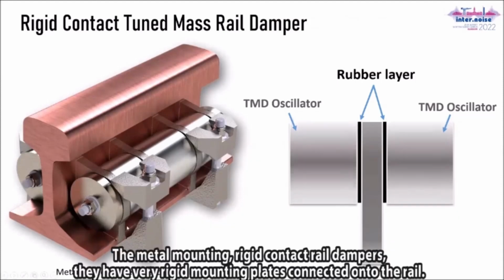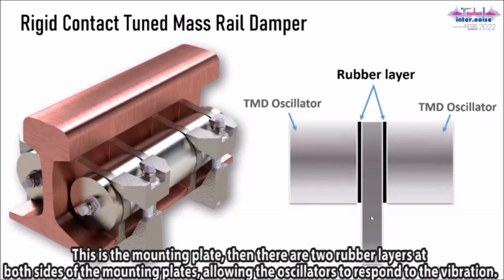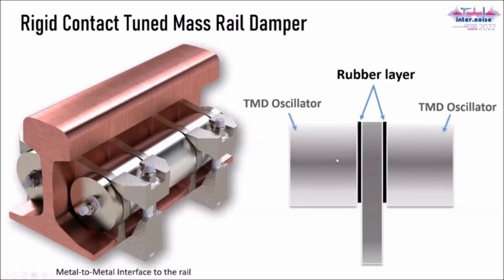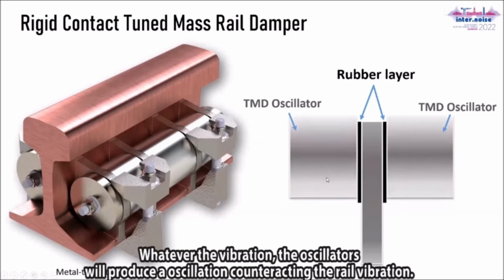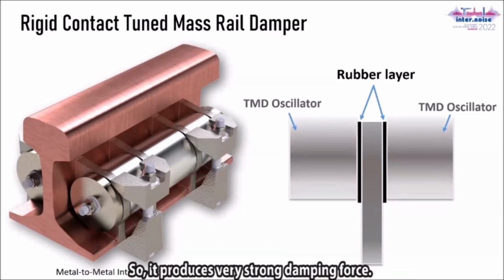This metal mounting rigid contact wheel damper has a very rigid mounting plate onto the wheel. This is the mounting plate. Then there are 2 rubber layers, on both sides of the mounting plate, allowing the oscillator to respond to the vibration. Whatever vibration, it will counteract with oscillation. It will produce oscillation counteracting the wheel vibration. So it produces very strong damping force.